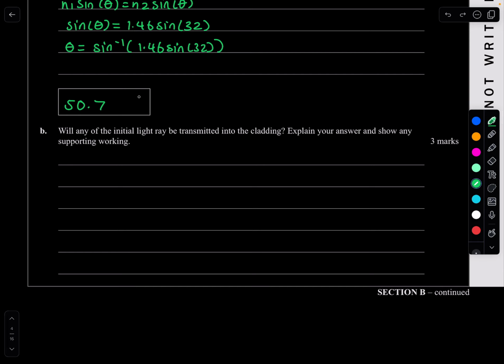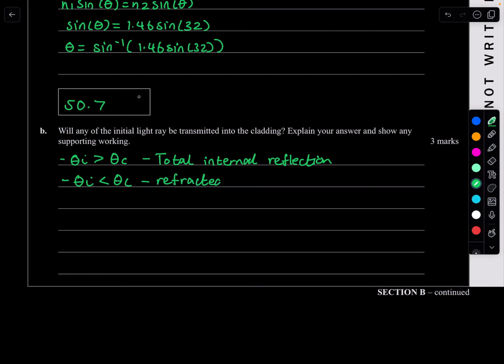So what we need to do is state these two things. If your angle of incidence is greater than your critical angle, total internal reflection happens. If your angle of incidence is less than your critical angle, then it is refracted into the cladding.